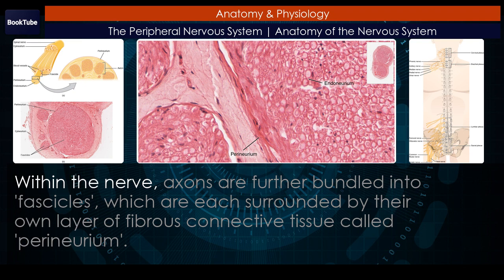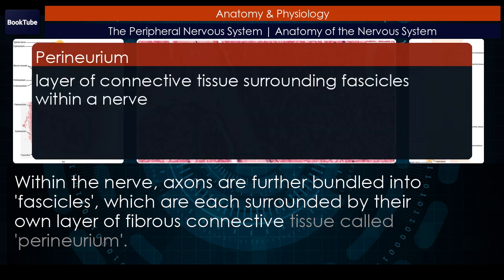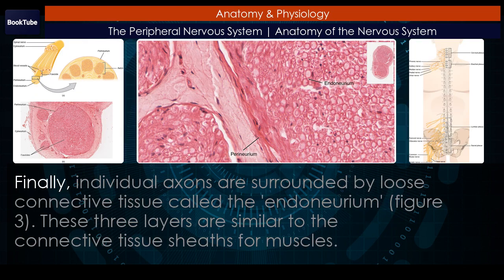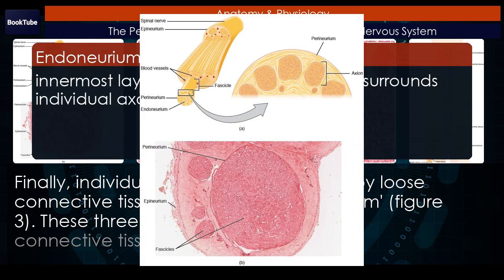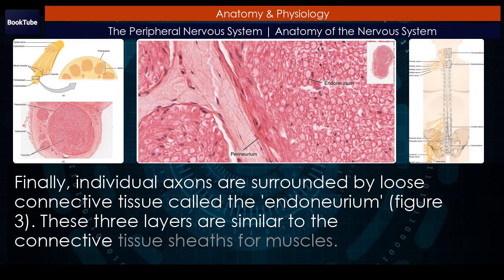Within the nerve, axons are further bundled into fascicles, which are each surrounded by their own layer of fibrous connective tissue called perineurium. Finally, individual axons are surrounded by loose connective tissue called the endoneurium. Figure 3. These three layers are similar to the connective tissue sheaths for muscles.